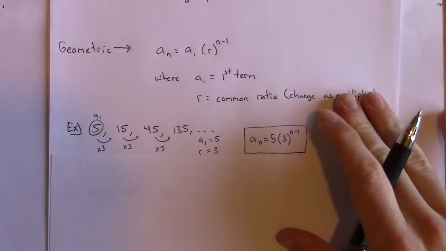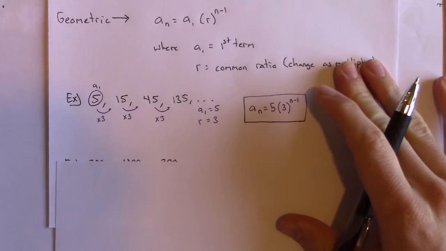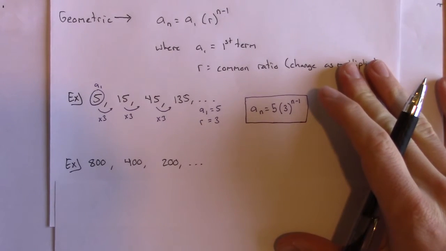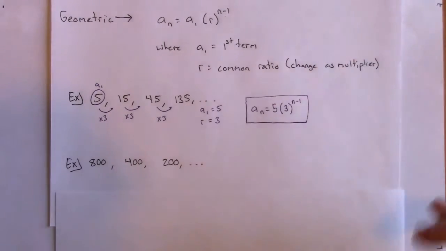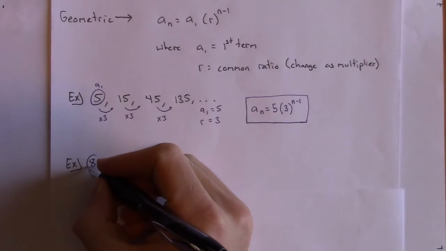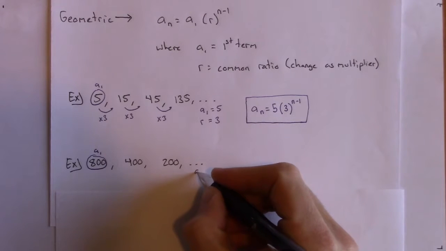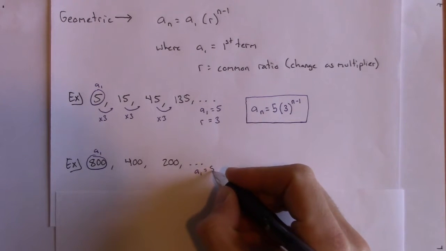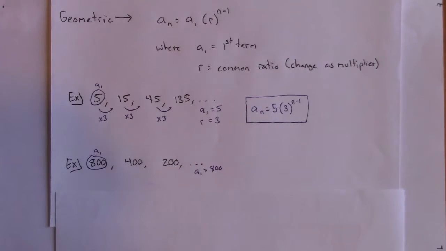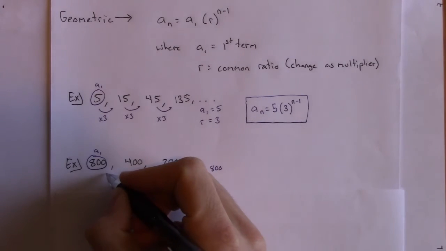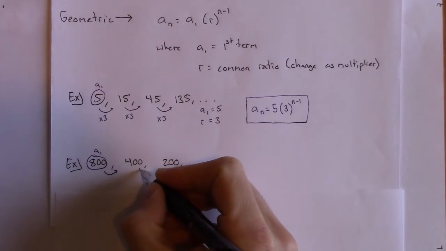Okay? Taking a look at one more example, let's look at the following. 800, 400, 200, dot, dot, dot. Again, that first term, hopefully we're pretty comfortable with that by now. It's probably one of my favorite pieces to identifying these formulas because it's staring right at you. And then I want to think about what I'm doing to get from one number to the next.